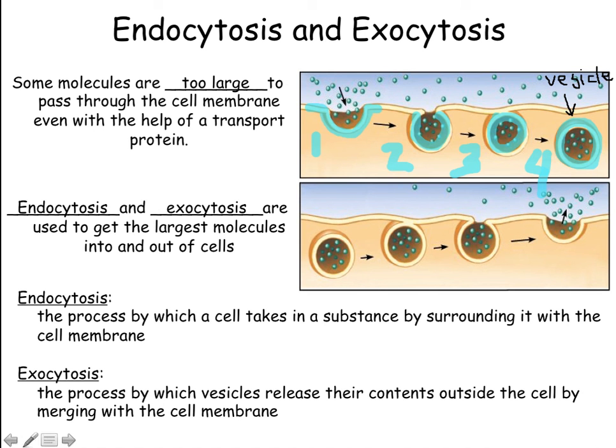So this is shown in the bottom panel. And as you can see, it's just about the opposite of endocytosis. You can see here we've got this vesicle containing large molecules. It will move towards the membrane here until it merges with the membrane. And when it merges with the membrane, it actually opens up and releases all of those large molecules outside of the cell.